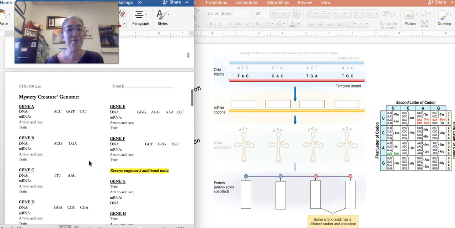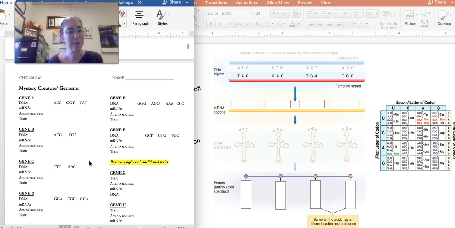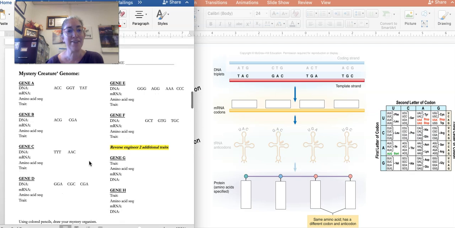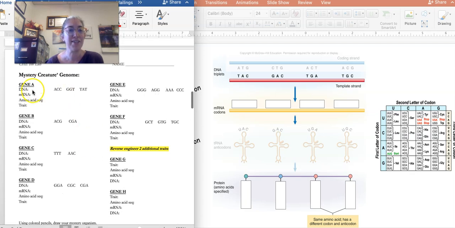So you will have a mystery creature genome, all right, and it has several genes. So there's 6 genes, A, B, C, D, E, and F, that are already here for you. So it gives you the DNA sequence. Assume this is the DNA template strand. So your job is to do transcription and come up with the mRNA sequence. Then do translation and come up with the amino acid sequence, and then refer to that table to see what trait that gives rise to. So you're going to decode these 6 different traits, all right?